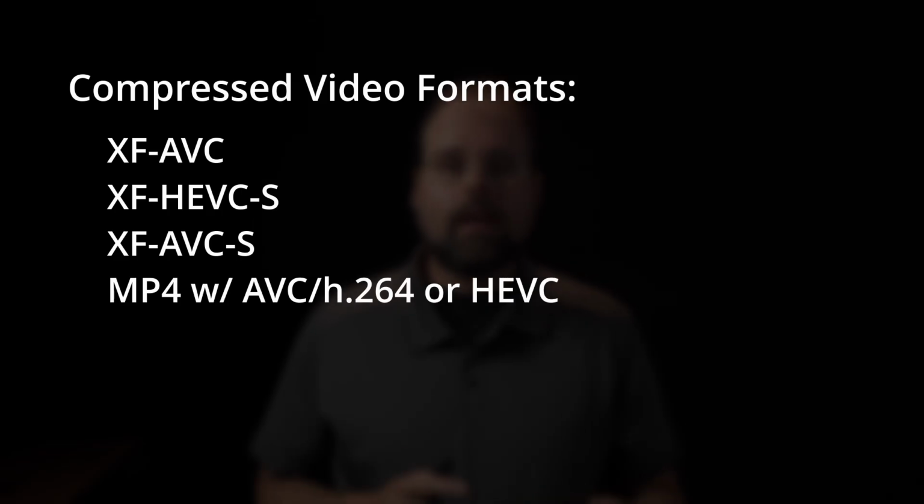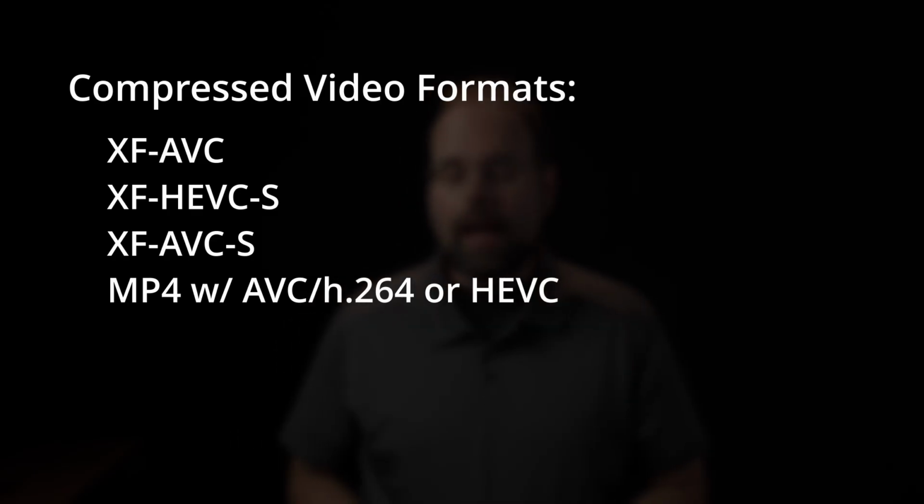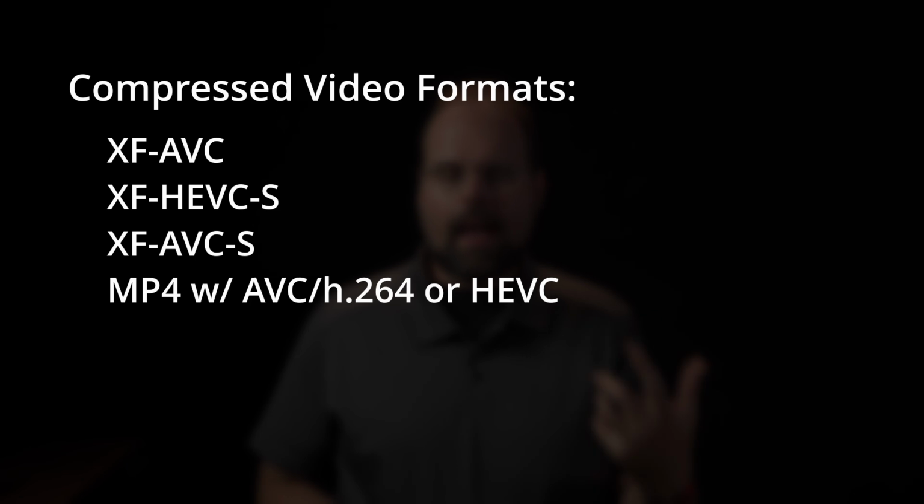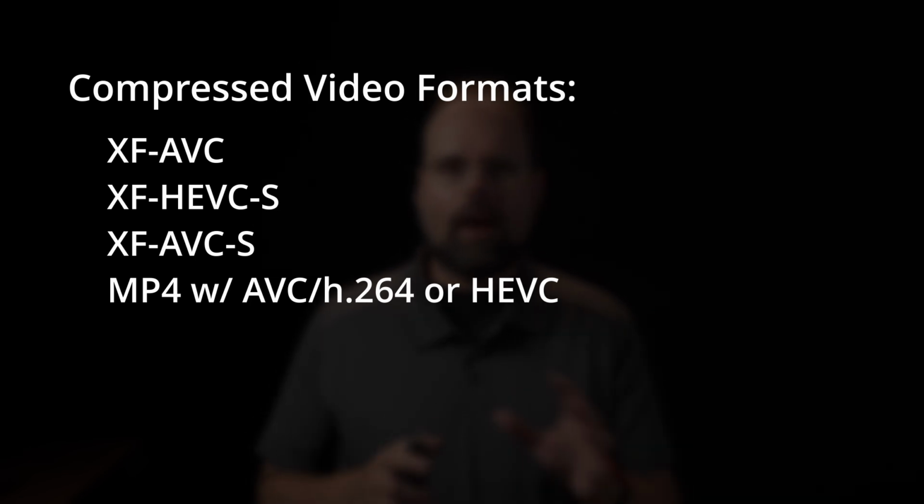So compressed video, by this I mean anytime you're shooting in, say, XF-AVC or with the MP4 container in either AVC, which is also known as H.264 on some of these cameras, or HEVC compression. And of course, on the C80 and C400, they now have new XF HEVC and HEVC-S nomenclature for these formats, but they're all the compressed formats.